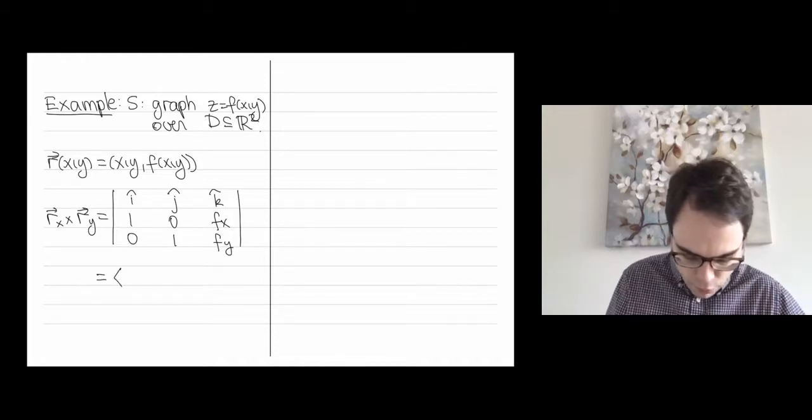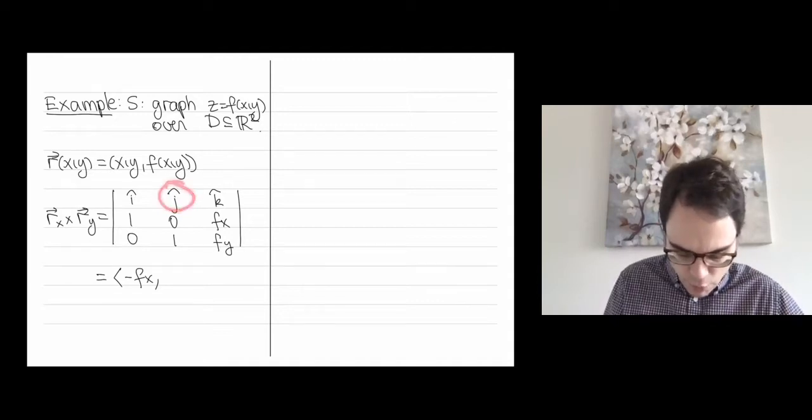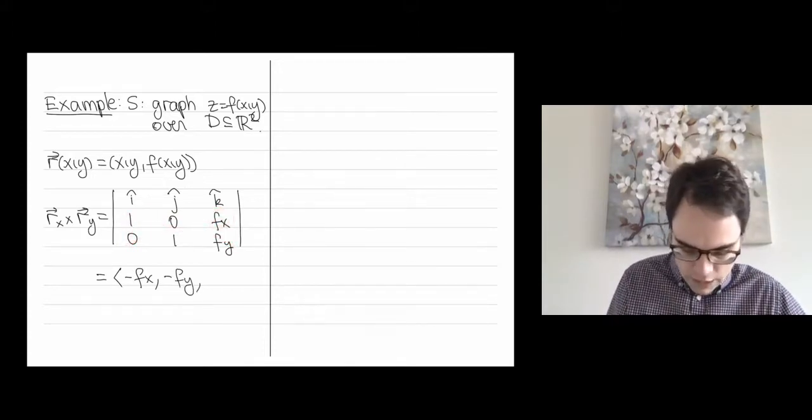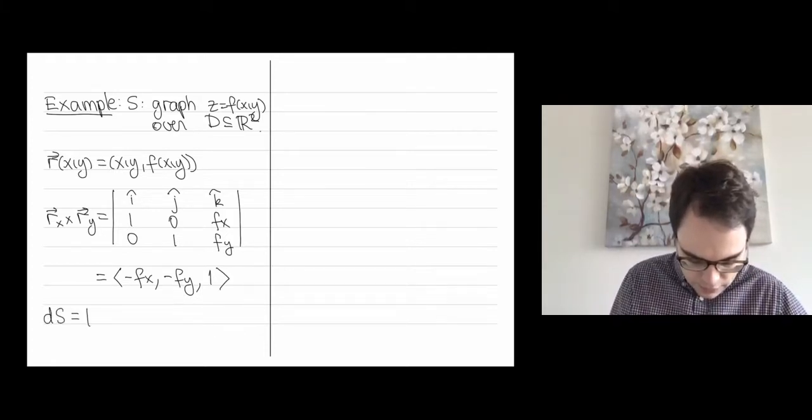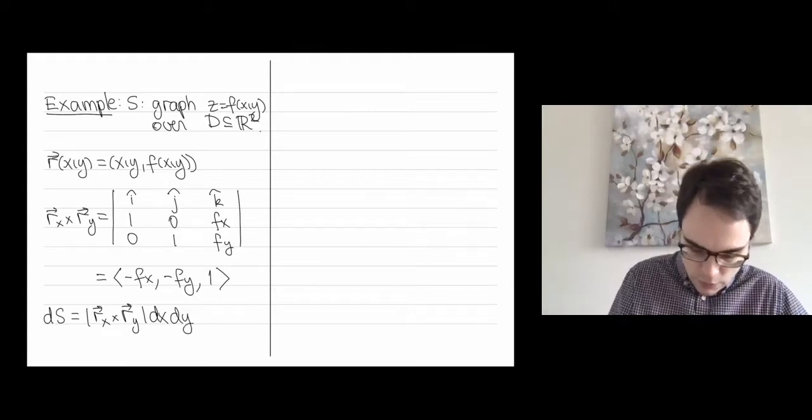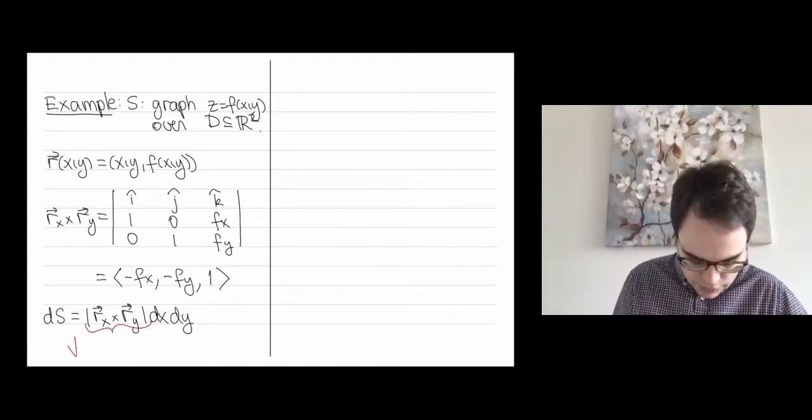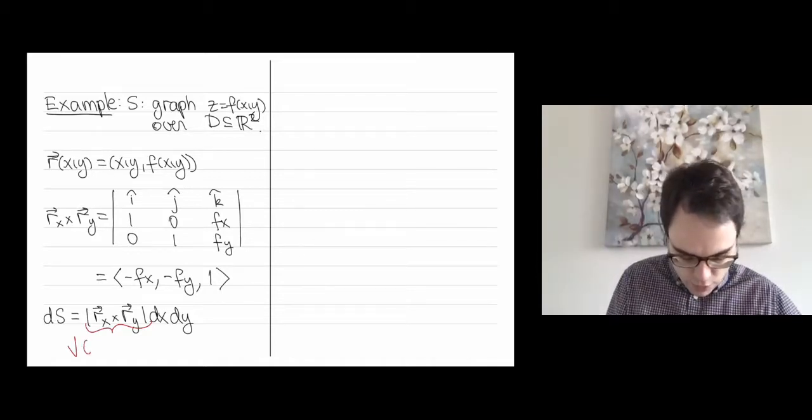I times, so the first component, the thing multiplying i, is 0 minus f sub x. And then you get plus j, where the j component is this determinant done backwards, so you just get minus f sub y. And then the k component is 1 minus 0, that's 1. Okay, so we get that ds is the length of r sub x cross r sub y times dx dy. Well, this length in this case is something we've seen, right? It's the square root of the first component squared. The minus sign goes away when you square a real number, any number in fact.